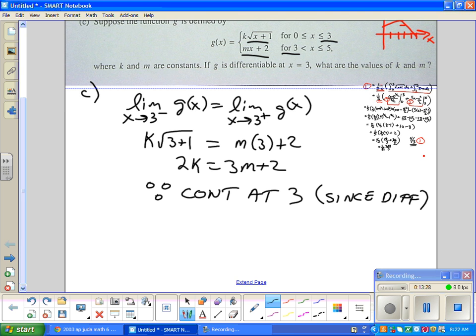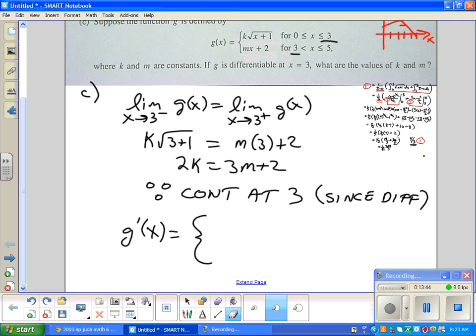I've got to come up with another equation. I'm going to write g prime of x. If it's differentiable at 3, we know the two parts are the same. So I'm going to write g prime of x equals. And this is where, guys, you really have to keep practicing derivatives. You should be able to look at this derivative up here, at least the bottom one. What's the derivative of mx plus 2? m, the slope. That's for x from 3 to 5.